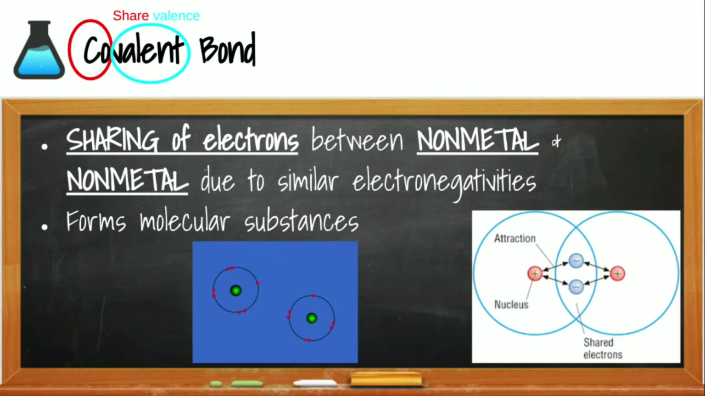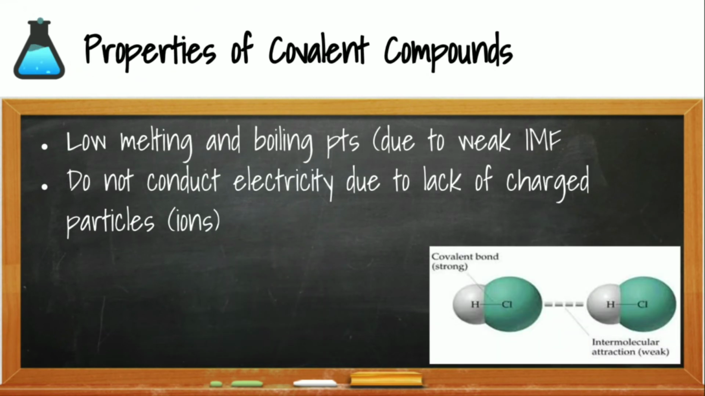Covalent compounds form when electrons are shared between 2 nonmetals. Electrons are shared because 2 nonmetals will have very similar electronegativities. Covalent compounds are also called molecular substances. Covalent compounds tend to have low melting points and boiling points because they have weak intermolecular forces. Covalent compounds do not conduct electricity under any circumstances.